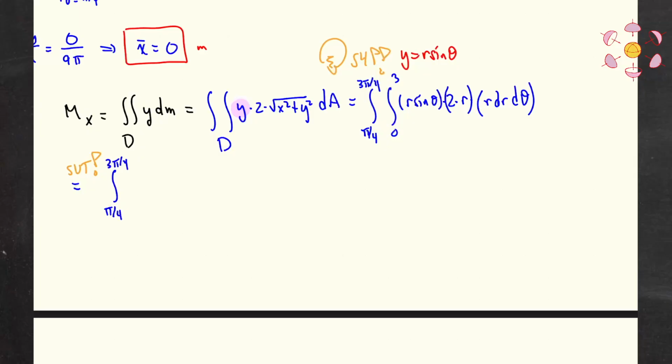Pi over 4 to 3 pi over 4. Now let's grab the functions with theta. Sine theta d theta is all we have, times 0 to 3. Let's group all the functions of r. So let's do 2r, how many r's? Cubed, just like last time, dr.